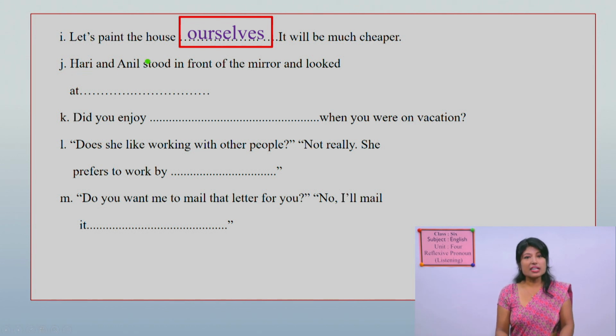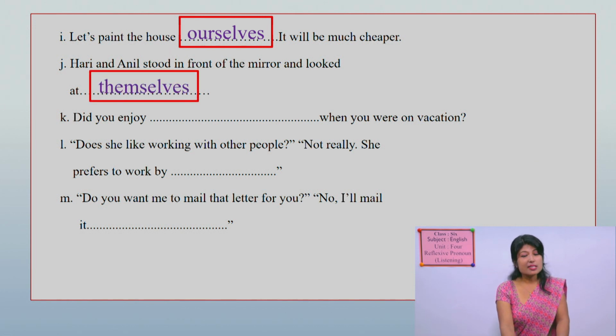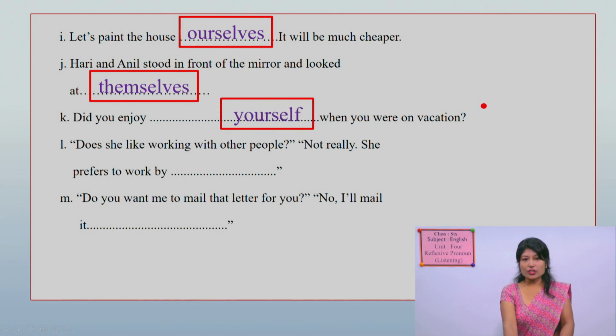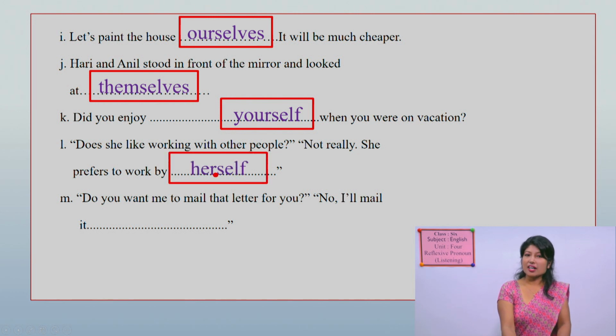Number J: Hari and Anil stood in front of the mirror and looked at. Hari and Anil, they are two. So what do we write? Themselves. Number K: Did you enjoy when you were on vacation? What do we write here? You, yourself, obviously. L: Does she like working with other people? Not really. She prefers to work by she, herself.